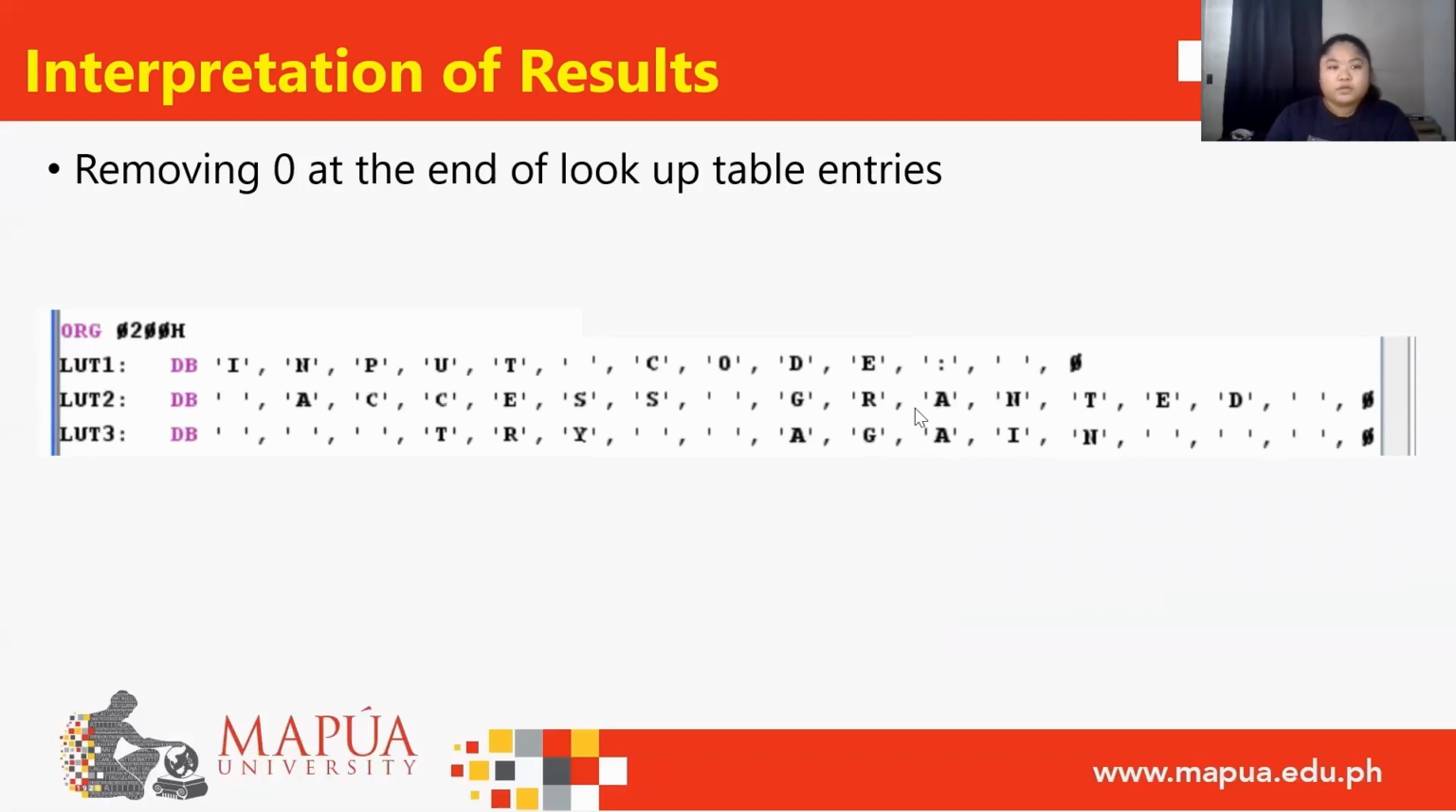If observed, each lookup table entry ended with a 0. Removing these zeros does not cause any error to the program, but puts the entries out of place. This is because the 0 marks the end of the data, specifying that no characters follow after.